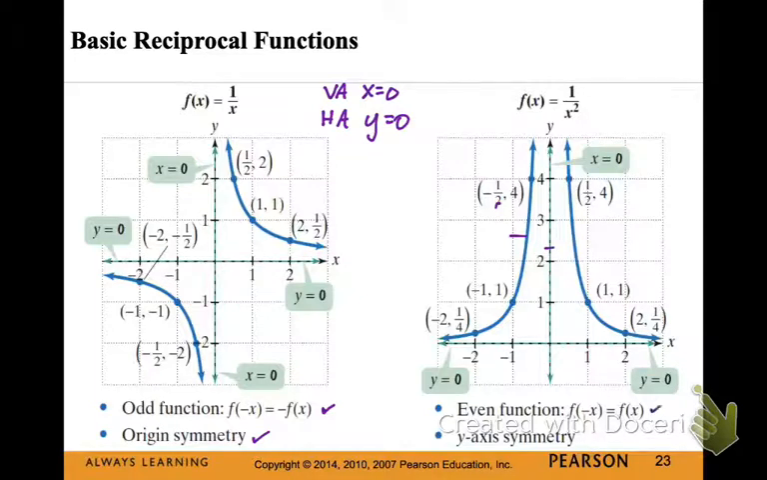Notice how it changes when the x is squared. We have an even function that is symmetrical about the y-axis, and if we plug in negative x, we still get the original f of x function. It has vertical and horizontal asymptotes at x equals 0 and y equals 0. And then you can see the 3 points in quadrant 1 and in quadrant 2, how those work together to create the branches that approach those asymptotes.